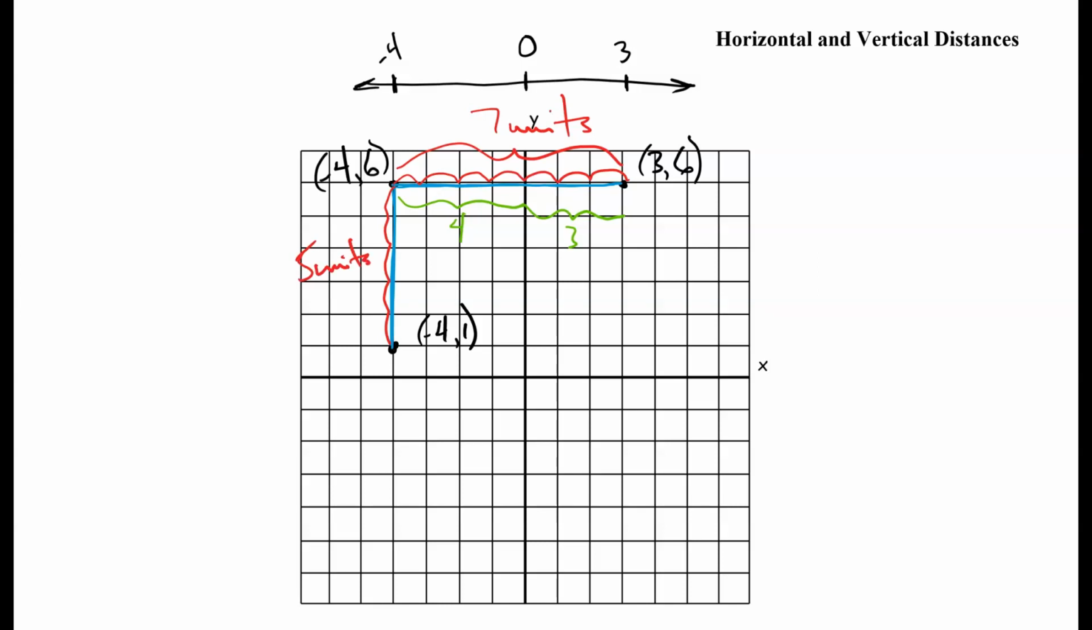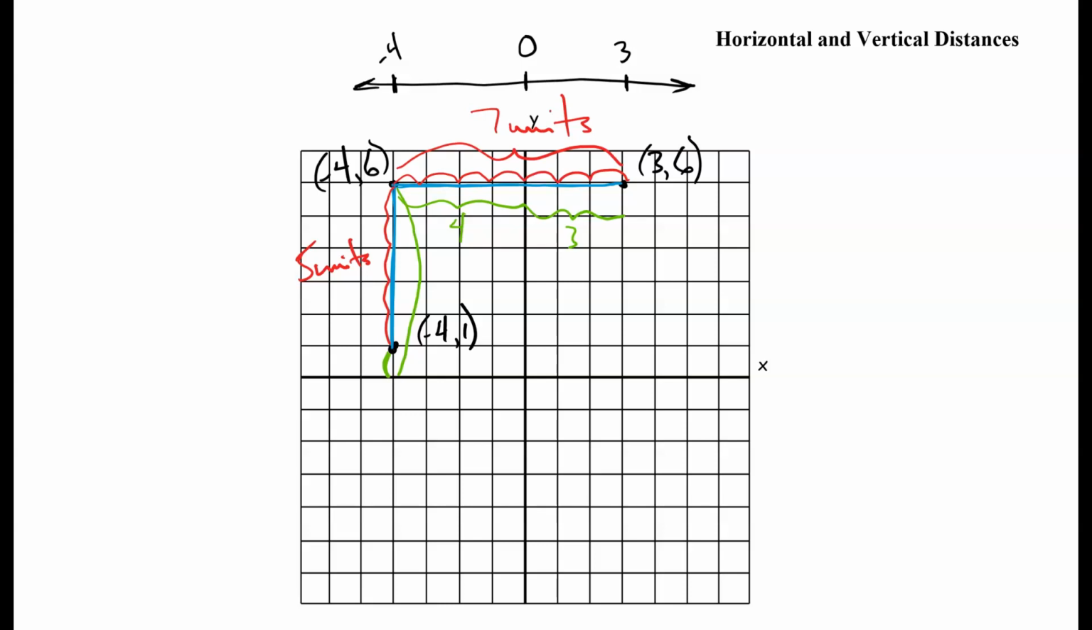Or I could subtract, if I wanted to measure the distance from this point to the x-axis, which would be 6 units, and then subtract out the distance from this point to the x-axis, which is 1 unit. 6 minus 1. Again, that's going to give me 5 units.